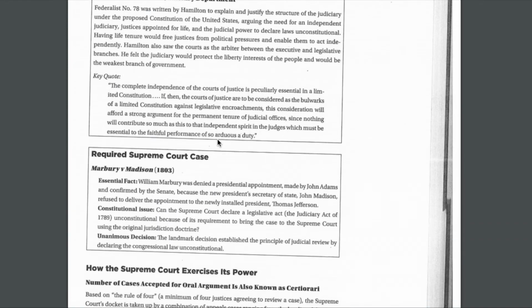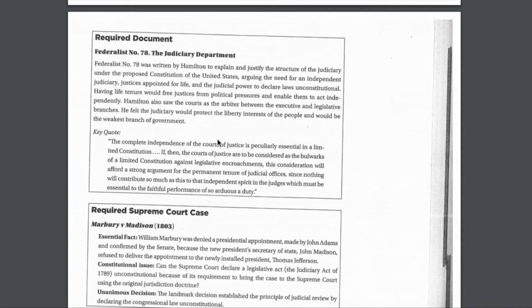Then, looking at the judicial branch, a couple of key documents and Supreme Court cases. You have Federalist 78, and this talks about the independent judicial branch and the importance of it, where justices are appointed for life and have the power of judicial review. This frees the justices from political pressure, whether it's campaigning or money, and they can just interpret the Constitution the way that they believe is necessary.